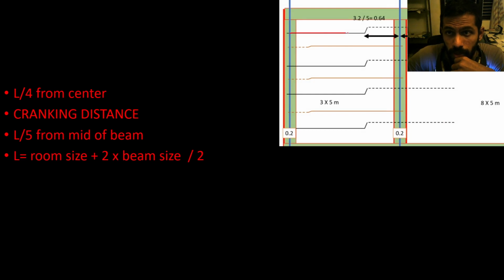It starts from here, you've got a crank here. Then it goes straight up to the center, and from the center to the endpoint that goes into L/4. What is L? L is the size of the room plus 2 times the beam size. I see the beam size is here, maybe 0.2. So 2 into 0.2 by 2, that's 0.2, so this would be like 3.2, as you can see right here, 3.2, and when it is here, that is 8.2.